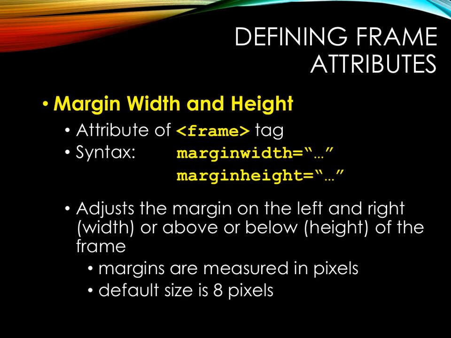So margin width and margin height are two more attributes that work as expected. They adjust the left and right margin, so that's the width, that's the left and right margins, and you can basically change the pixels there. So the default is 8 pixels, but you can change that. And then the height does the above or below pixels, so how many pixels you want on either side vertically. So you can change that just to add in some spacing or to eliminate some spacing if you choose. That's the purpose of those two attributes.